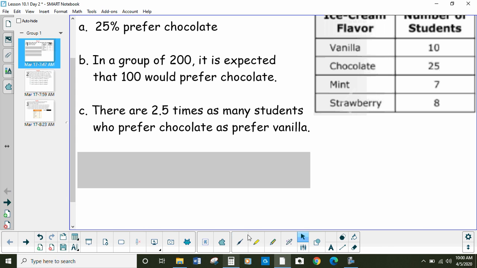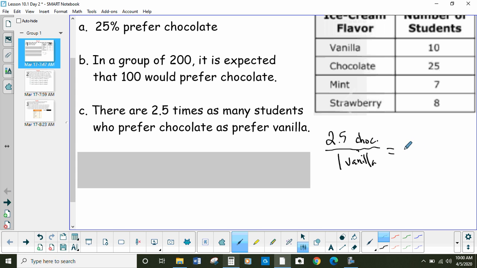So let's go ahead and take a look here. We see that it says 2.5 times as many students prefer chocolate as vanilla. So if I have 2.5 times as many, let's say vanilla was 1. If vanilla was 1, then this is 2.5 times as many. 1 times 2.5 would be 2.5, wouldn't it? So I have 2.5 for every 1 vanilla.